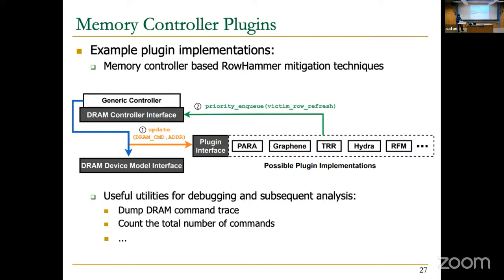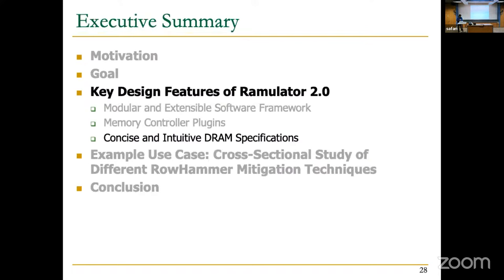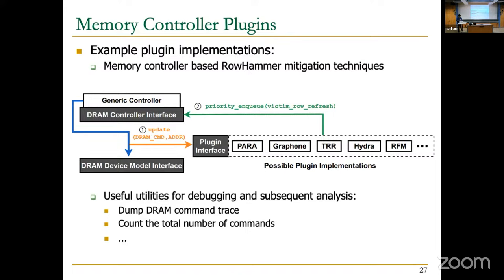And with this functionality and this interface, you can also easily implement utilities that will be very helpful when you are debugging and developing your designs in Ramulator 2.0. Let's say you can easily write your plugin to dump the DRAM command trace because you have the command and address here. You can also count the total number of each command. So we think it's a very useful thing to have.